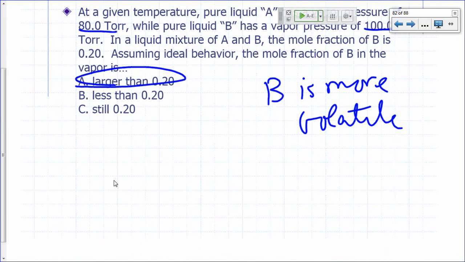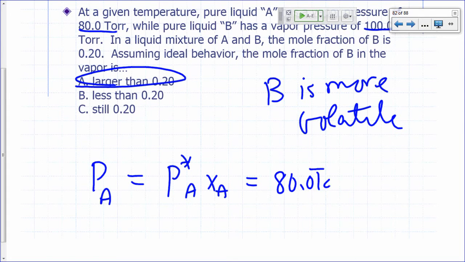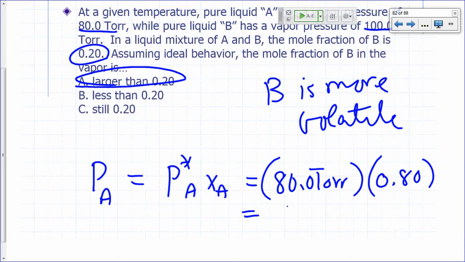Let's actually calculate that. P sub A is how much? Is P star A times mole fraction of A. And what's P star A? 80. What's the mole fraction of A? It's 0.2, right? No, that's B, so that's 0.8. What is 80 times 0.8? 8 times 8 is 64, so 64.0 torr.